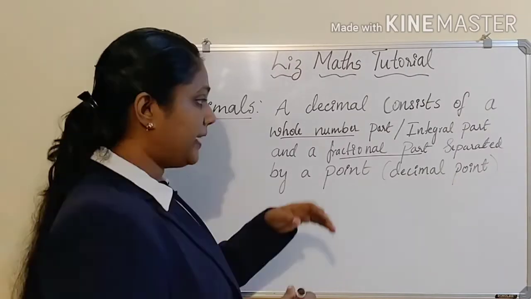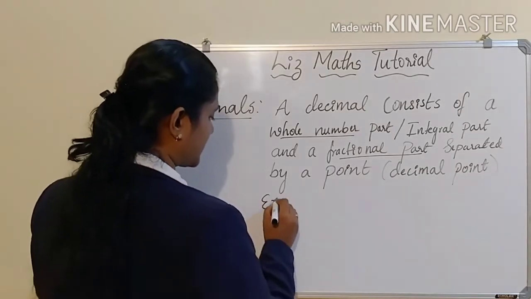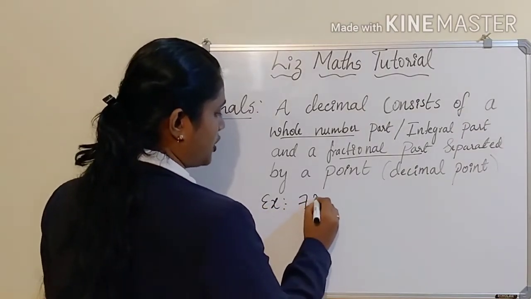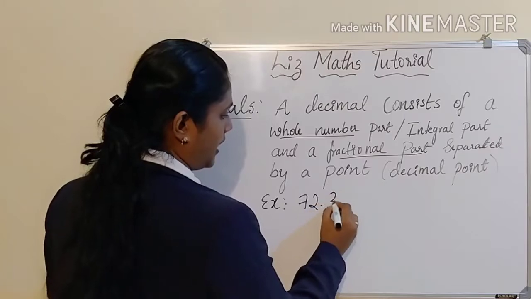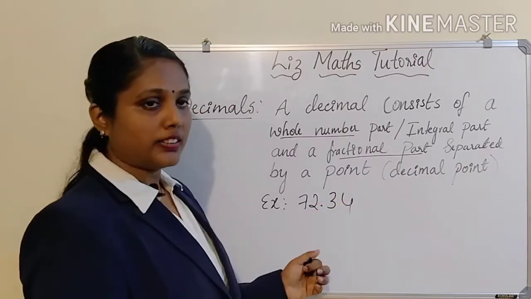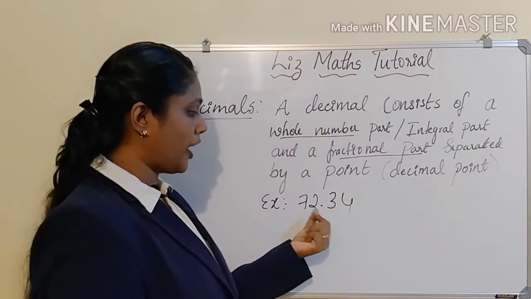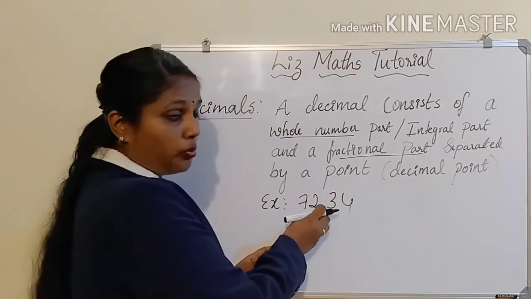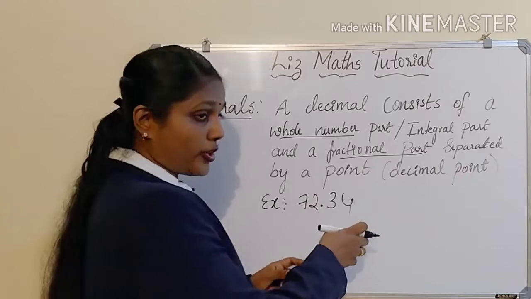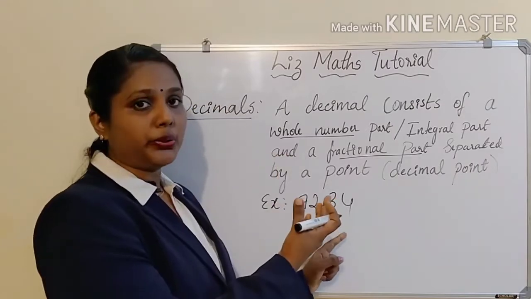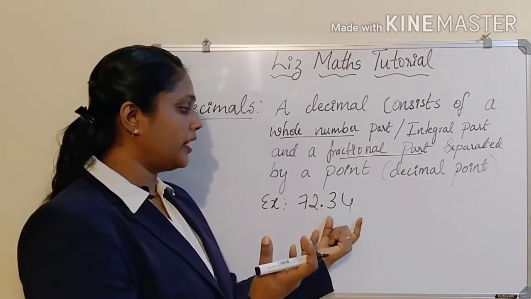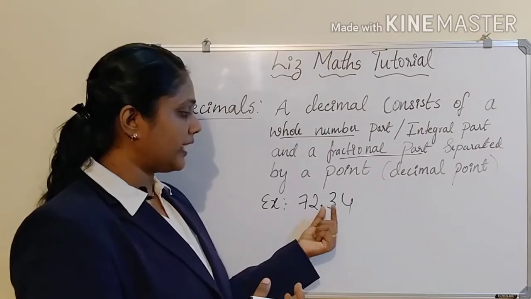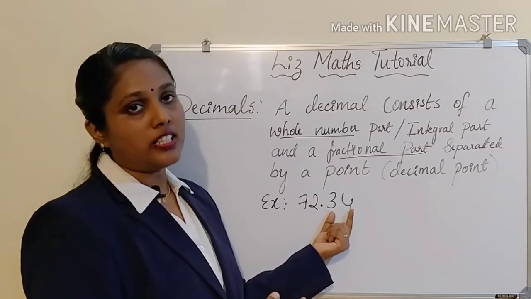Hope you understood. One example: 72.34. See here, 72, then the point is the decimal point that separates the whole number, and this is the fractional number that we are converting into decimals and writing. So this is the decimal point that we have used to convert these numbers.